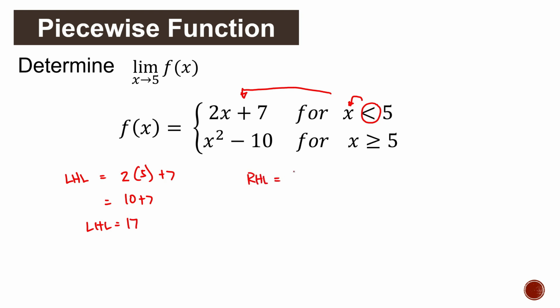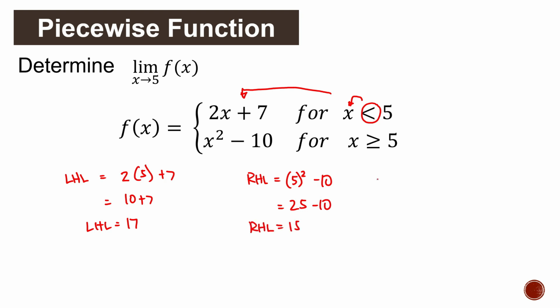Our right hand limit, so look for the greater than symbol, provided that x is on the right side, and we will use that formula that corresponds to that. So this is 5 square minus 10. 5 square is 25. Minus 10 is 15.